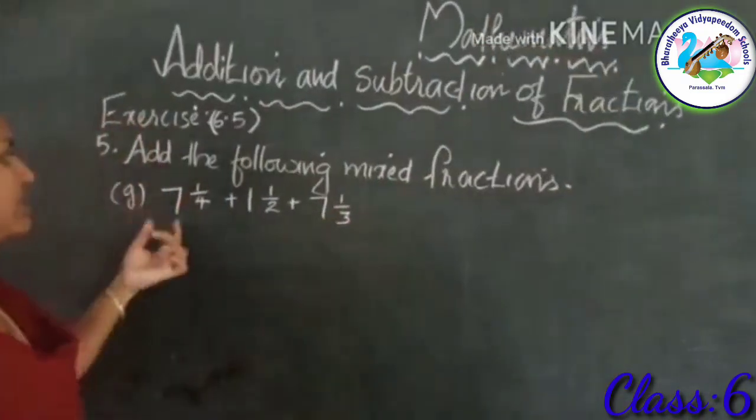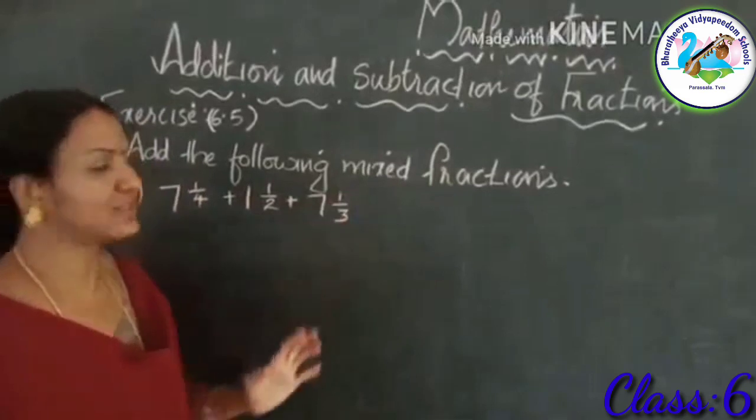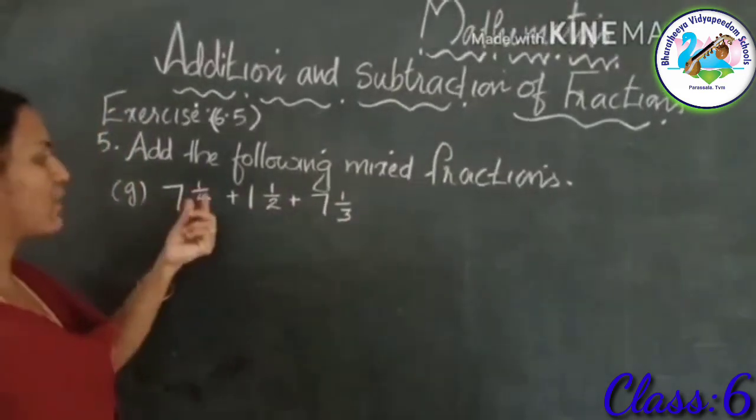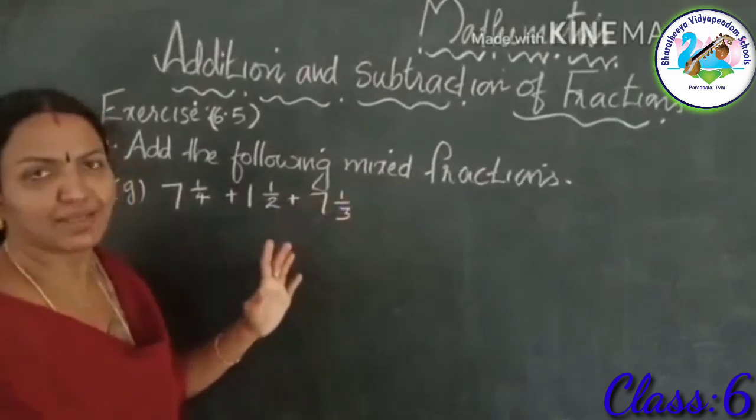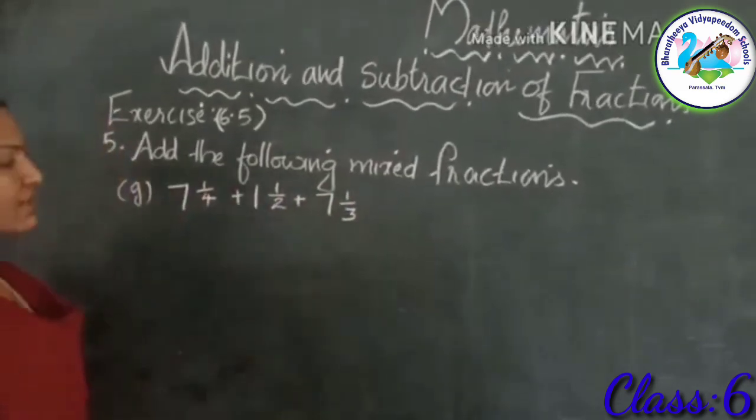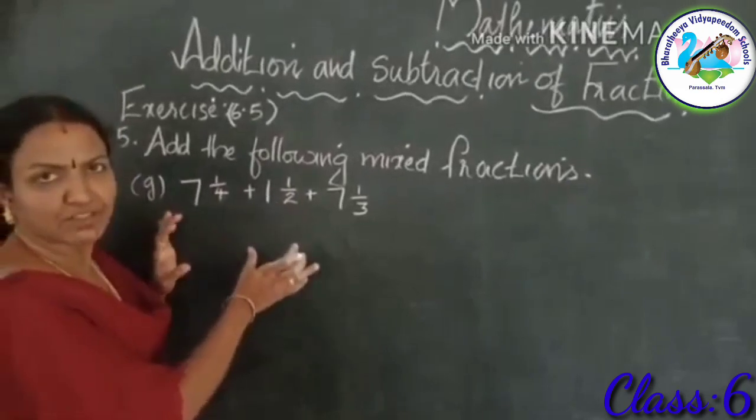In question number 5, add the following mixed fractions. Option G, 7 1 by 4 plus 1 1 by 2 plus 7 1 by 3. Addition of 3 mixed fractions. First convert them into improper fractions, then add.